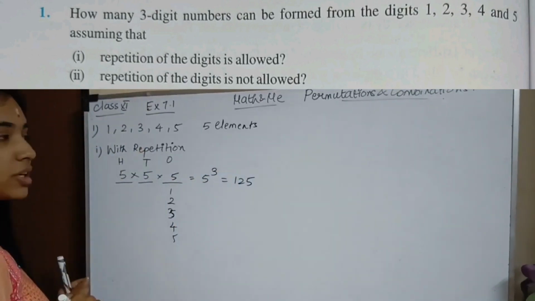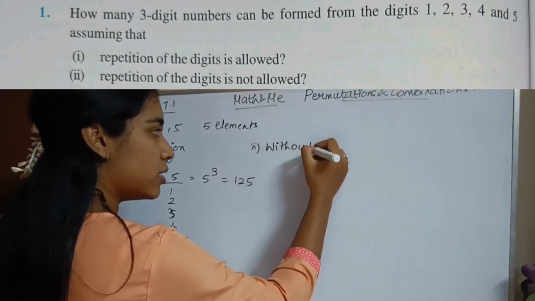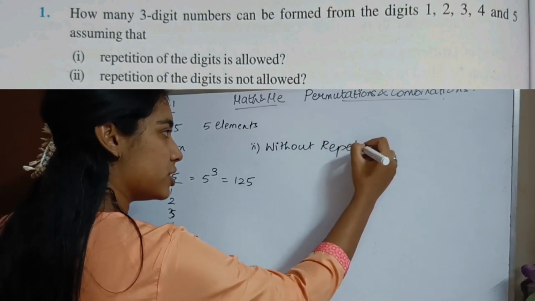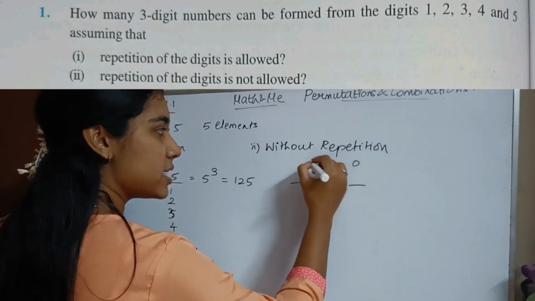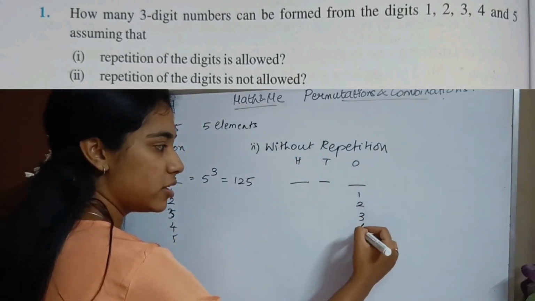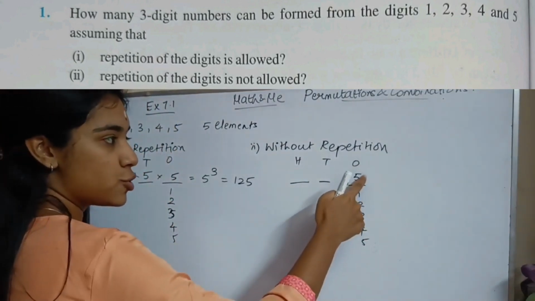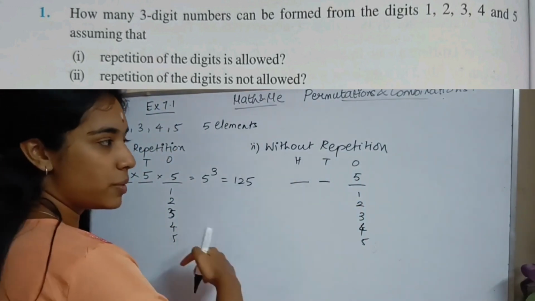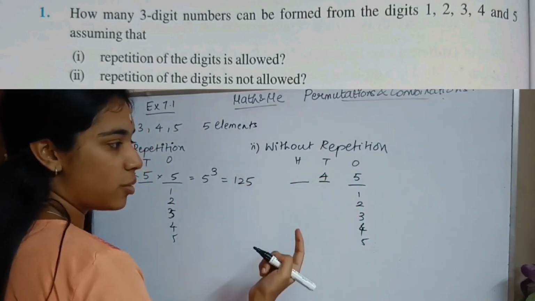This is with repetition. Without repetition, how will it be? Second subsection. Without repetition, I have a 3-digit number, 1's place, 10's place, 100's place. So if in the 1's place, 1, 2, 3, 4 and 5, I have 5 options. Without repetition, the number that is used here cannot be used here. So how many options will I have? 4 options. Then if I have 4 options here, how many numbers are left?